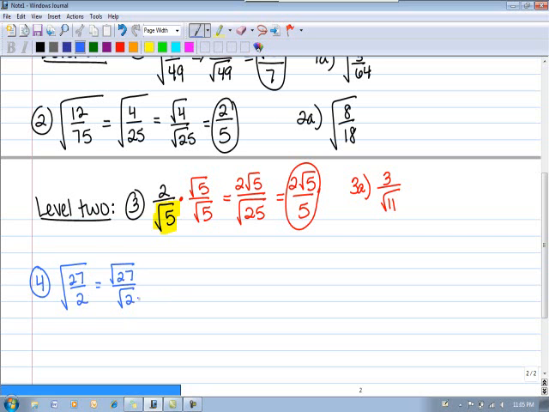And the square root of 2 is obviously not a perfect square, so I want to get rid of that radical in the denominator. So I'm going to multiply both the numerator and the denominator by the square root of 2. And I'll start by working with my denominator. The square root of 2 times the square root of 2 is the square root of 4.